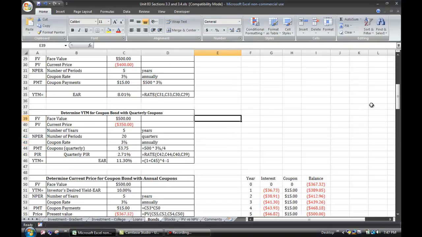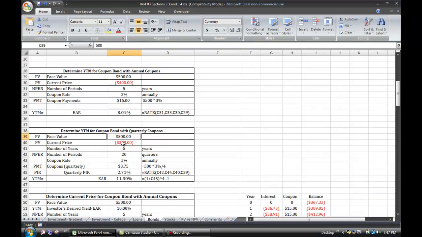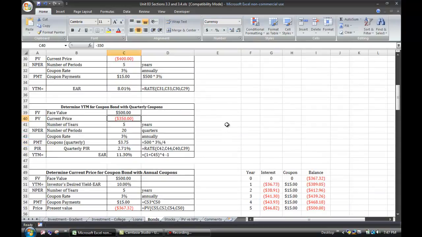If we have quarterly coupons, it's a little more complex, not much, but a little bit. Same situation as here, 500, except the current price is $350. 5 years to maturity. We're going to deal with quarters here. It's a quarterly coupon, so there'll be 20 quarters of coupon payments. Coupon rate is 3%. Here's where the difference comes in. 3% of 500 is, what, $15. That's the annual. This is an annual rate, coupon rate.